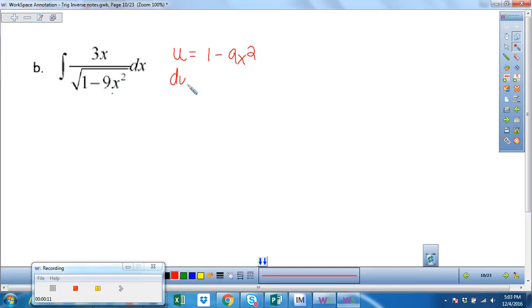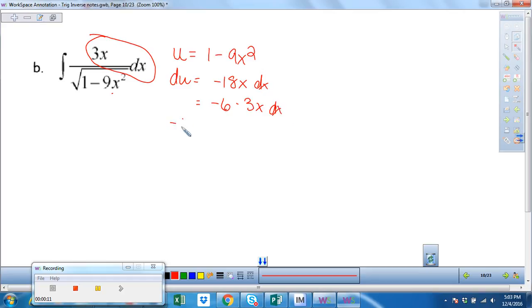So du is negative 18x dx. Now I have 3x dx in my problem, so I could make this negative 6 times 3x dx, and then divide by that negative 1/6. There's different ways of doing it. I just chose to do it that way. So now, this is just a basic u substitution problem.